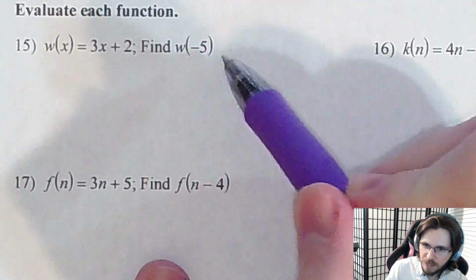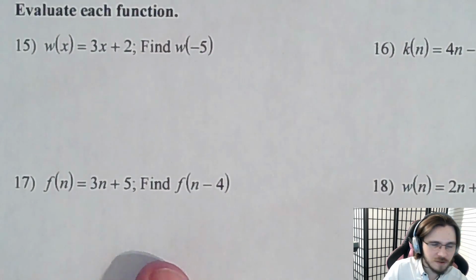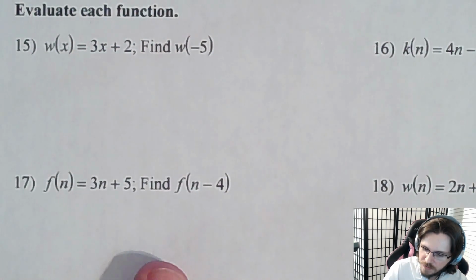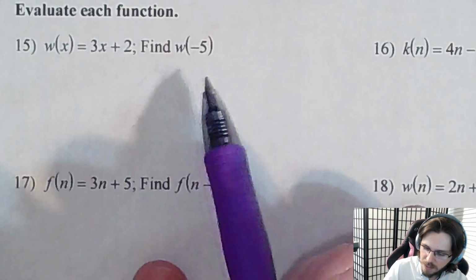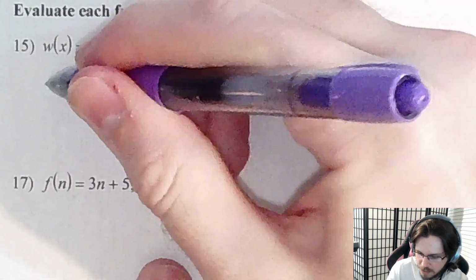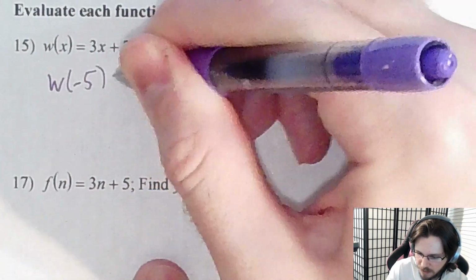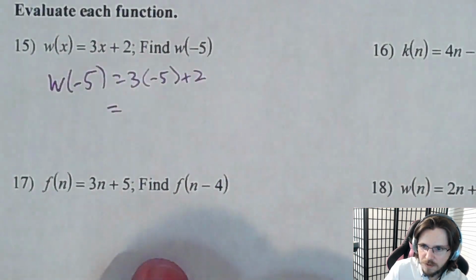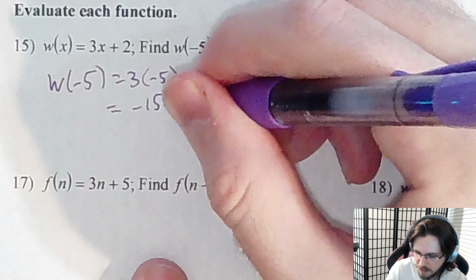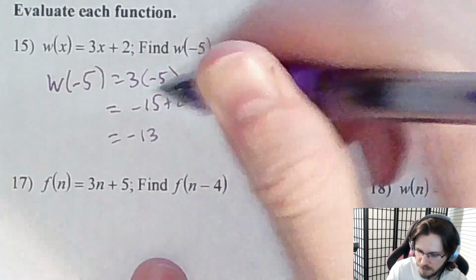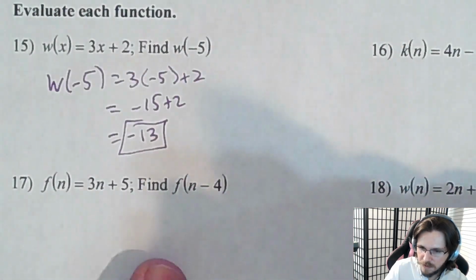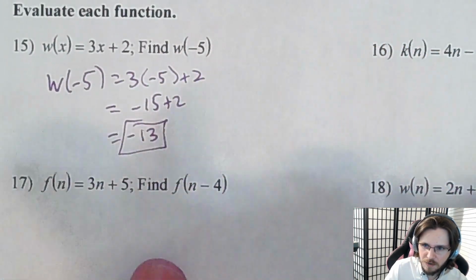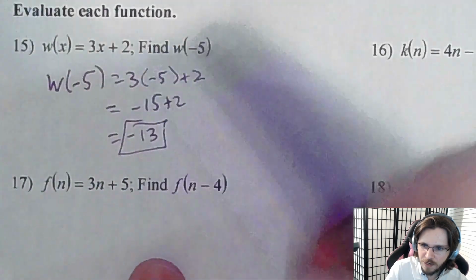We have w of -5 to do. This is a function problem, and because we've been doing functions and parent functions, here's the reminder of the first types of problems that we did. So the -5 is going to be plugged into the x there. W of -5 equals 3 times -5 plus 2. 3 times -5 is -15. Add the 2, you get -13. There you go. That's our input, that's our output.